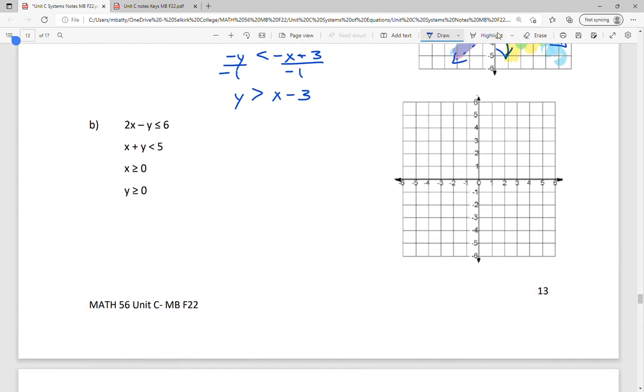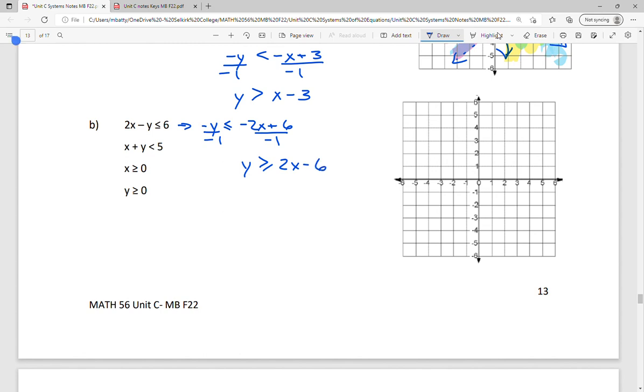In both of these, I think it's important to take the time and put them in mx plus b form. So I'd end up with negative y less than or equal to negative 2x plus 6, subtracting 2x from both sides. The space on the page is terrible here. I'm dividing by negative 1, so that switches my sign. I'd have y greater than or equal to 2x minus 6.